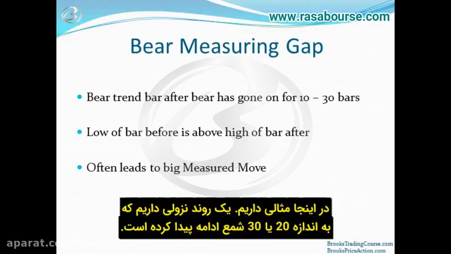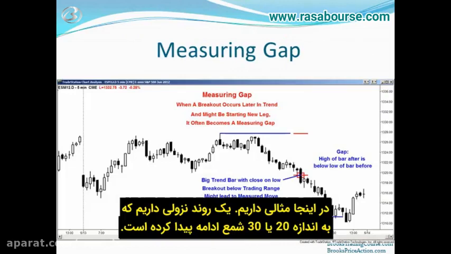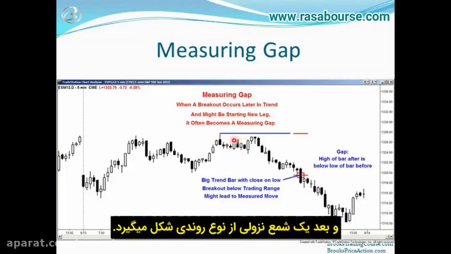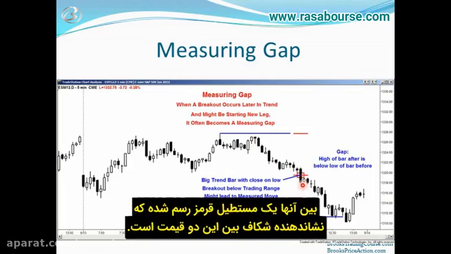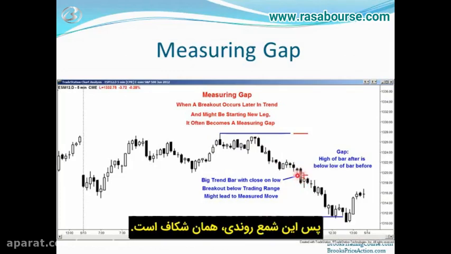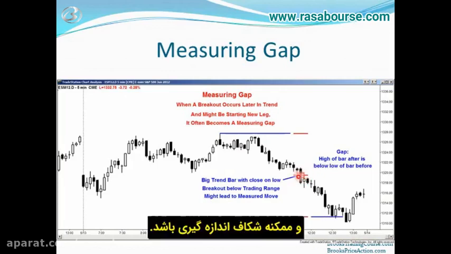So here's an example. When you have a bear trend that's been going on for 20, 30 bars, and then you have a bear trend bar, so a new breakout, and look at the low of the bar before it and the high of the bar after it. This red rectangle is a gap between those two prices. This trend bar then becomes a gap, and it might end up becoming a measuring gap.